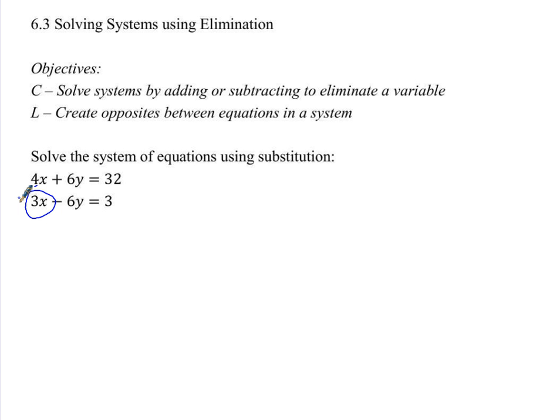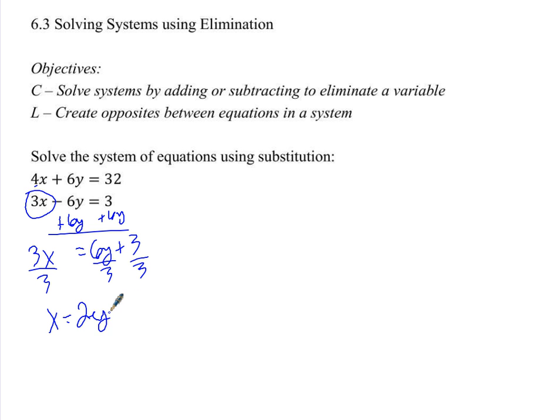So we're going to solve the bottom equation for this x right here, which means what do I need to do? Yes, we need to add 6y to both sides. So I'm left with 3x equals 6y plus 3. Now what? Divide everything by 3. And we get x equals what? 2y. Good, plus 1. Now what?